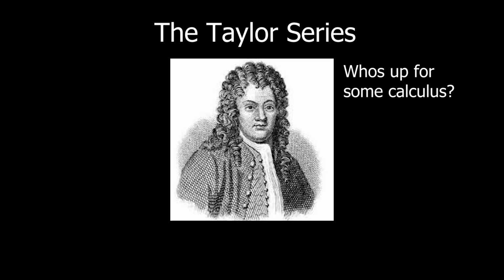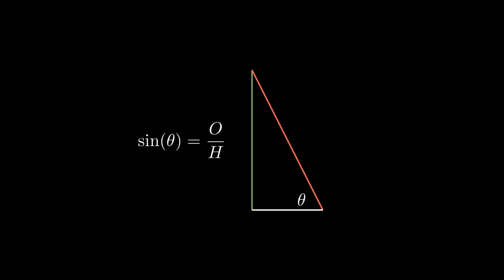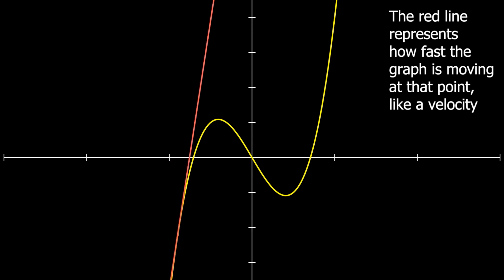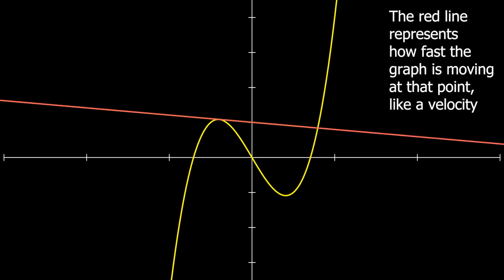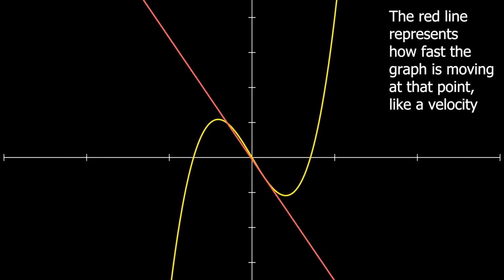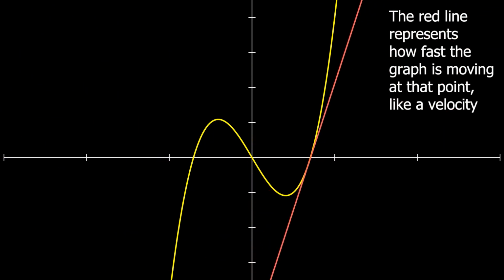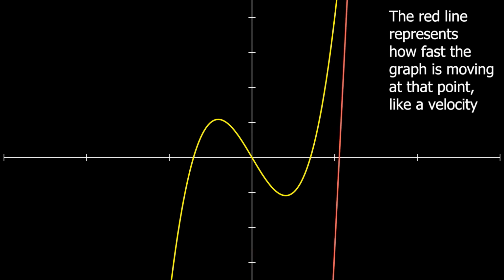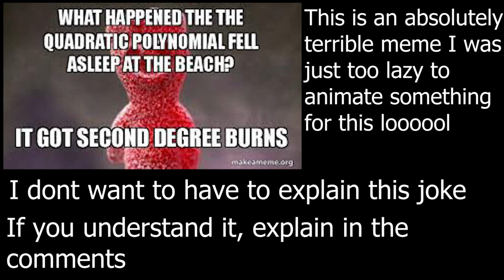Now, the method I'm about to explain is called the Taylor series. No, not that Taylor, this Taylor. And it's the method in calculus used to describe functions which normally can't be easily described. Functions like sine of x, for example. The way it works is that for any function, not just sine of x, we analyze how fast the graph is moving at that point, otherwise known as the derivative, and use it to create a term in an expanding polynomial.